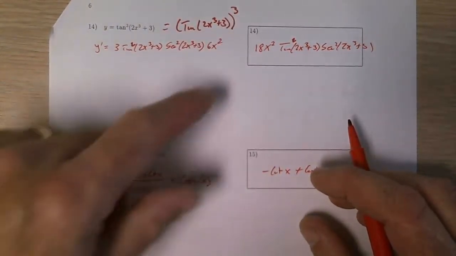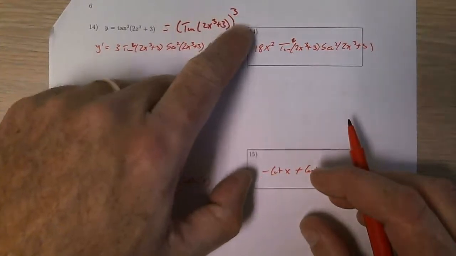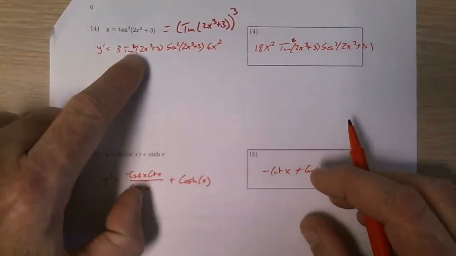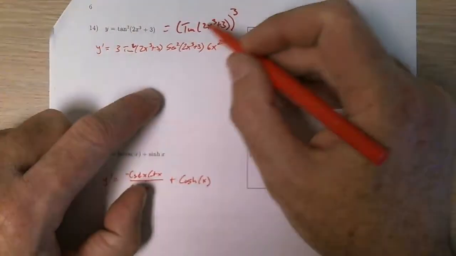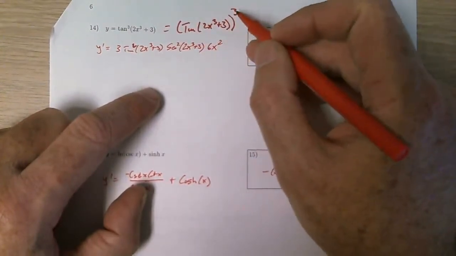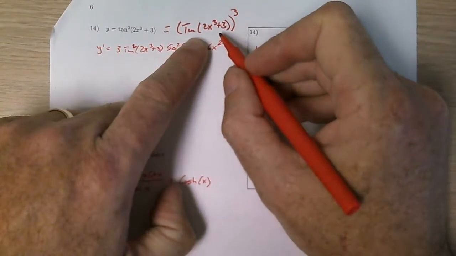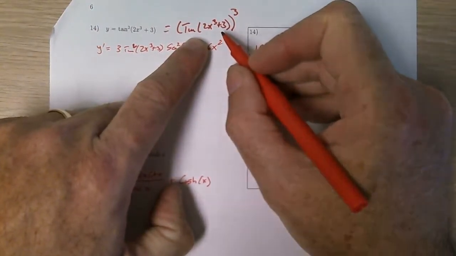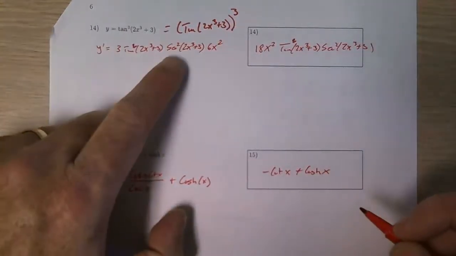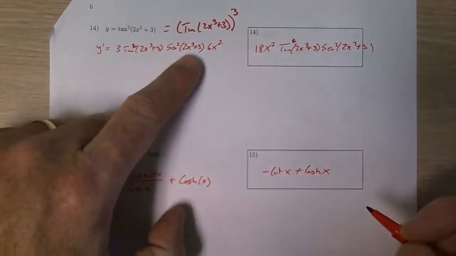So when I'm taking a derivative, it's first and foremost a cube. So I need 3 times that stuff squared. So 3 times the tangent of whatever squared. So 3 tangent squared of this thing. Then I have to take the derivative of the inside. Well, the inside is a tangent of something. So the derivative of the tangent of something is the secant squared of that something.